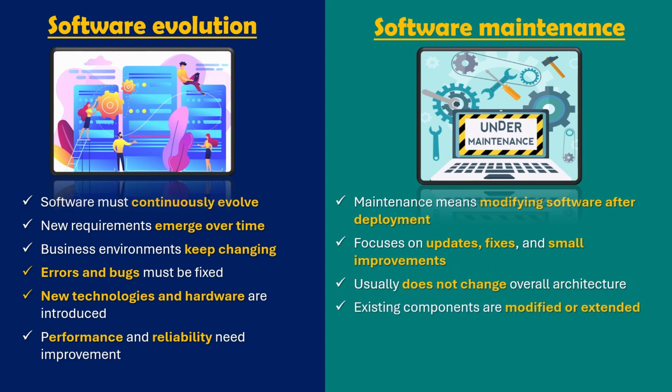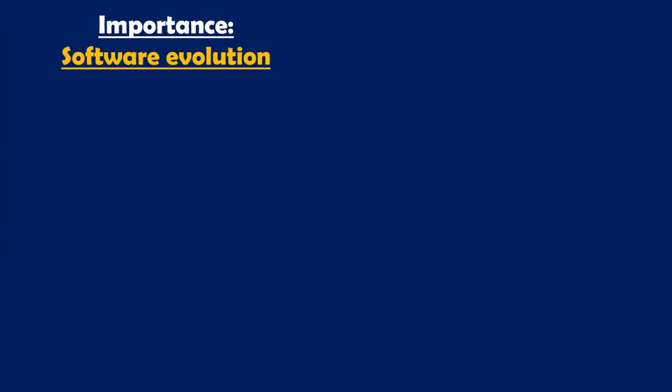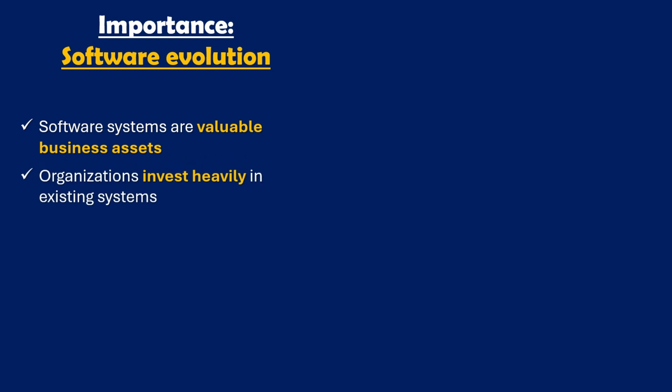Maintenance ensures that a software continues functioning effectively throughout its operational life. Organizations invest an enormous amount of time, money, and effort into their software systems, making them critical business assets. For example, air reservation systems, hospital databases, and banking applications are deeply integrated into daily operations. So replacing them completely would be extremely expensive and risky. To preserve the value of these systems, organizations continuously update and improve them instead of discarding them.